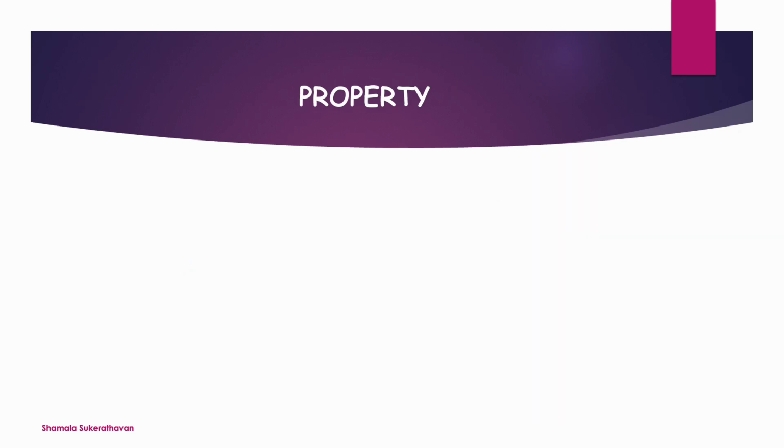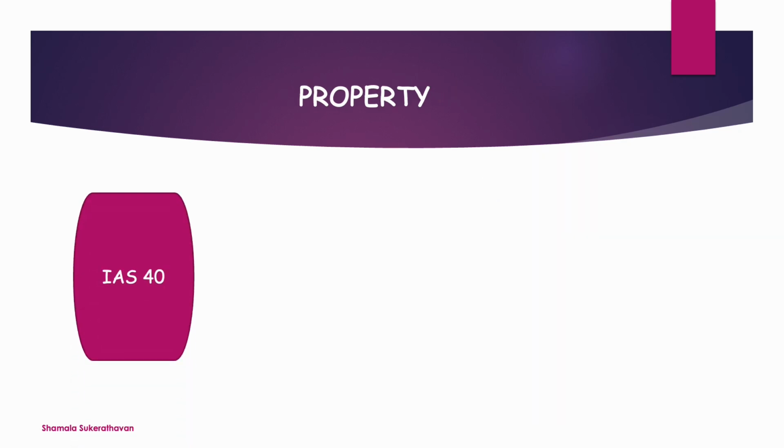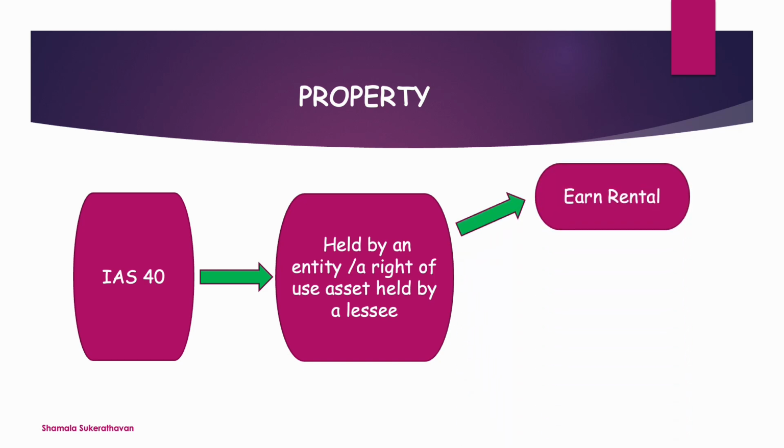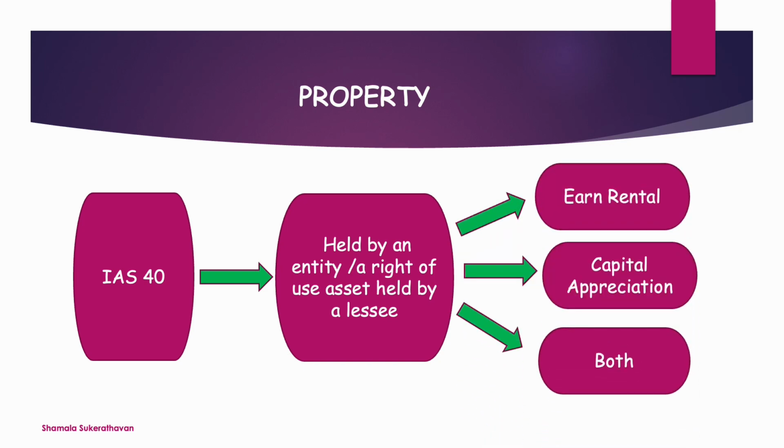A property falls within the scope of IAS 40 if the property, meaning land or building, is held by an entity, or is a right-of-use asset held by a lessee, to earn rental or for capital appreciation or both. Examples include land held for undecided future use or buildings leased out or held to be leased out under operating lease. Property being constructed for use as investment property also falls within the scope of IAS 40.